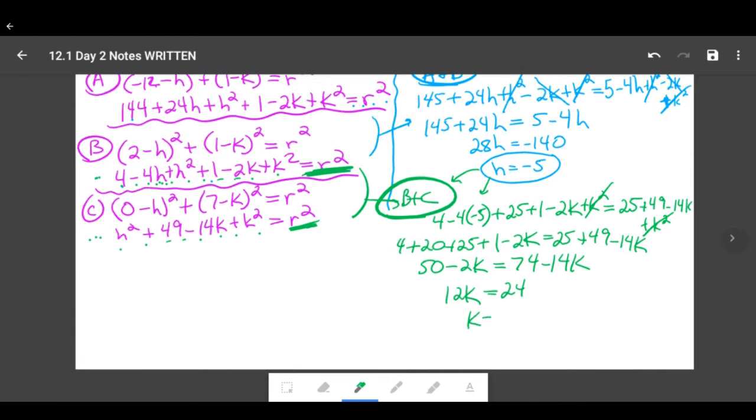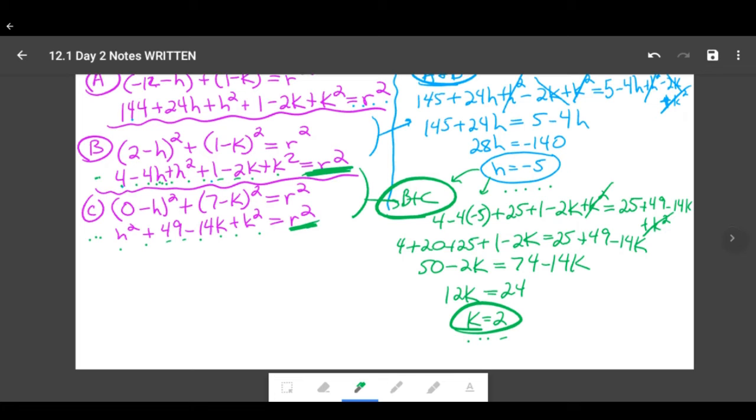Oh, nice. A lot of times these numbers won't come out nice. In this case, they did for us. So we got k equals 2. So what does that mean? That means that we know that our center of our circle is going to be at negative 5, comma 2. That's what that's telling us. Okay, so we found out what the center is. We got negative 5 and 2.